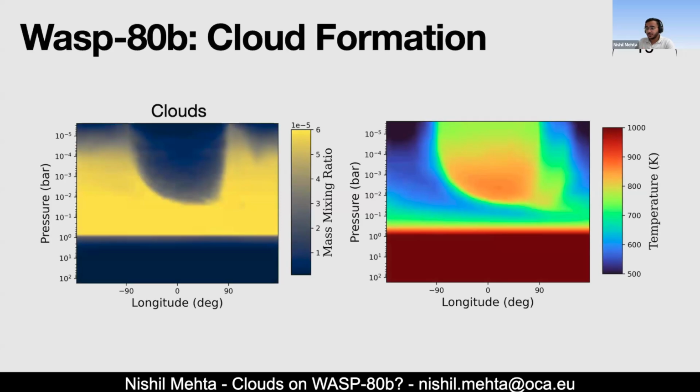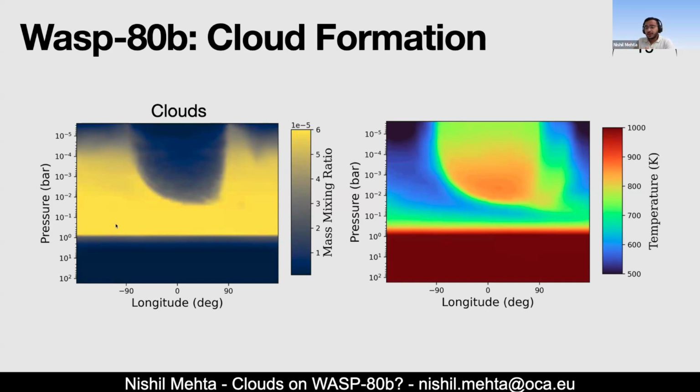So the cloud formation is highly dependent on the temperature. The plot on the right shows the temperature map, and the plot on the left shows the cloud distribution. As you can see, there is a lot of similarity between the temperature map and the cloud map. Also, the dynamics play a major role in the cloud distribution as well. So the distribution of clouds is completely decided by the temperature as well as the dynamics of the planet.